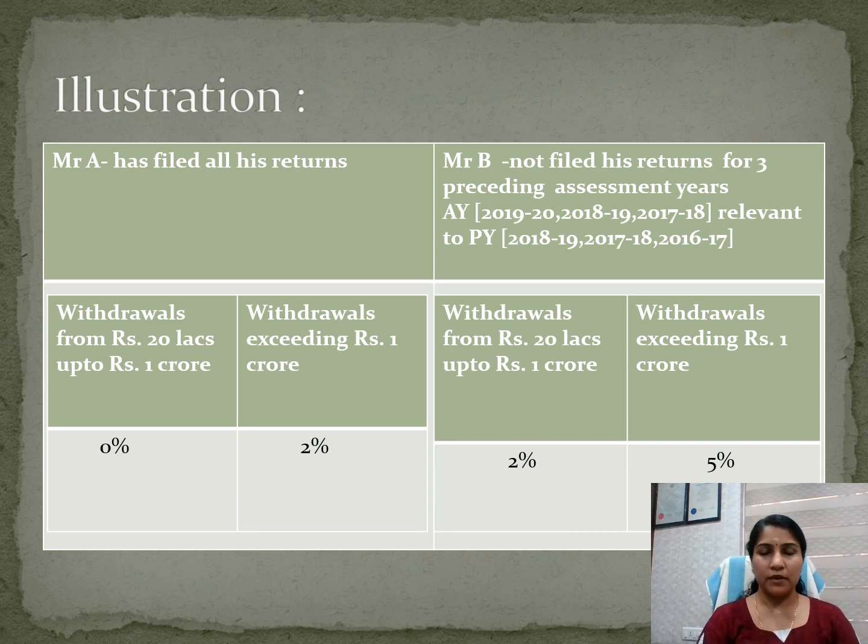And in the case of Mr. B, as you know, he has not filed his returns of income for the last 3 assessment years, and he is making a withdrawal of rupees 20 lakhs and above, that is 20 lakhs up to rupees 1 crore. If he is making cash withdrawals, the TDS on the withdrawals made by him will be 2% of the amount withdrawn over and above rupees 20 lakhs, and above rupees 1 crore, his TDS rate will be 5% on the amount withdrawn in cash. Hope this illustration gives a clear understanding of Section 194N.